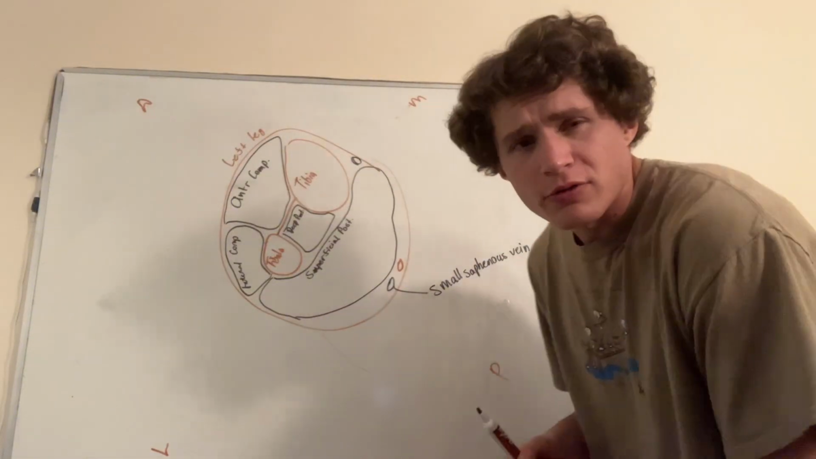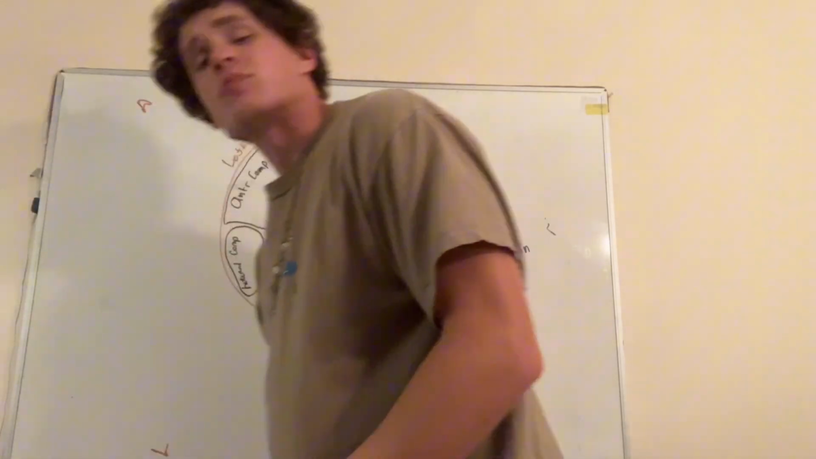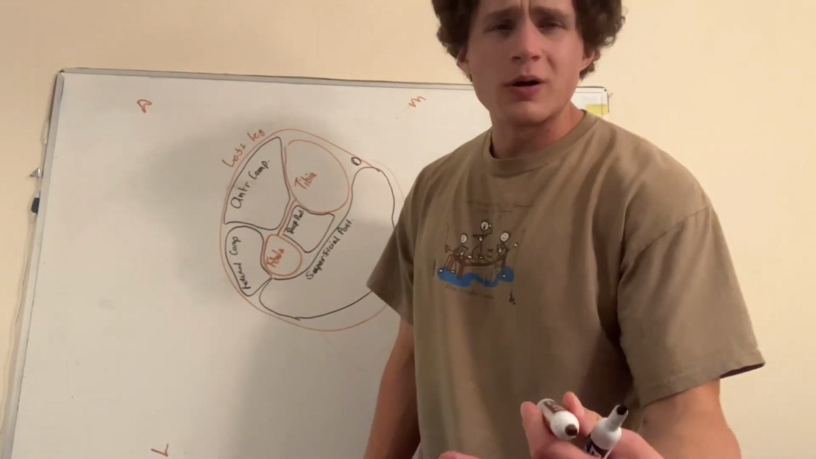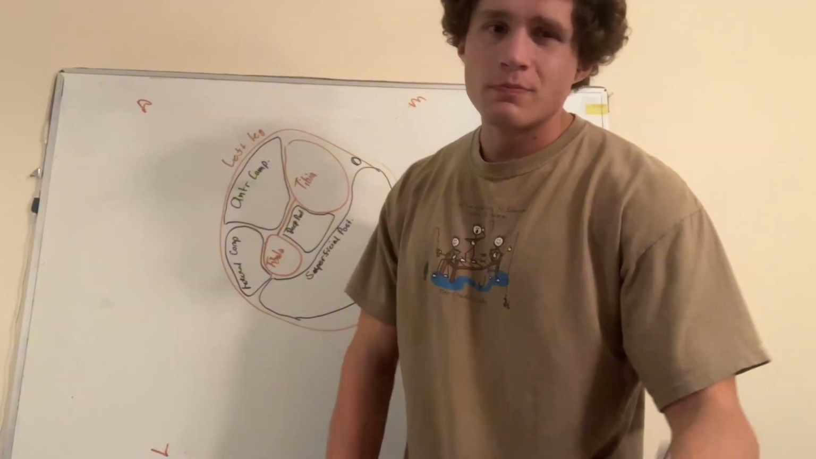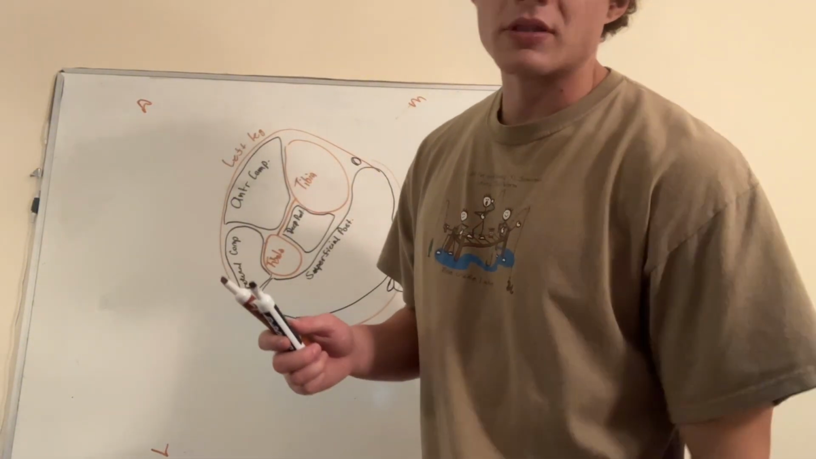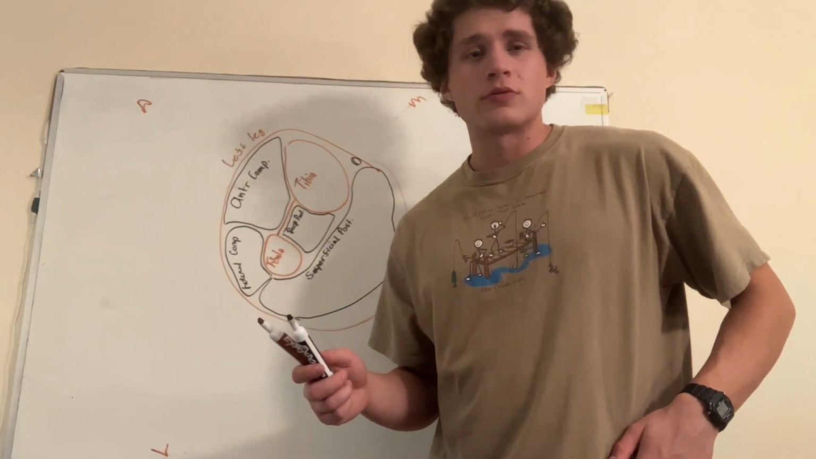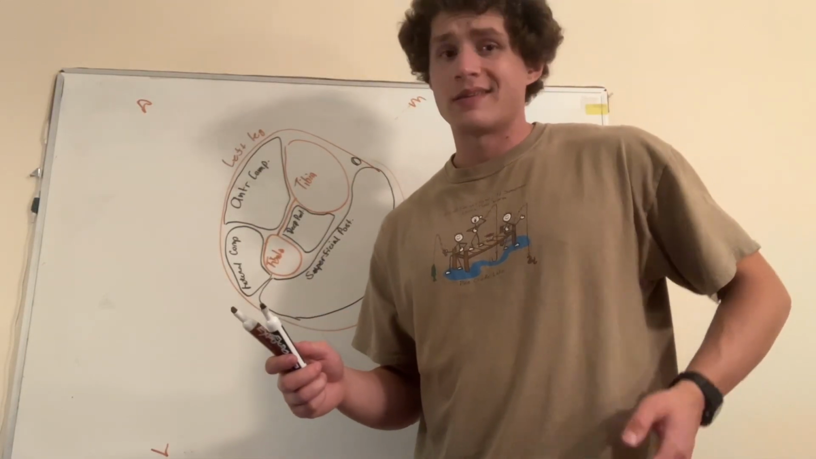I don't really know where it originates from. According to my quick Google search, the small saphenous vein arises from the popliteal vein. So it arises more around the knee level in the leg, whereas the great saphenous vein, the longer of the two, originates more proximally in the thigh.